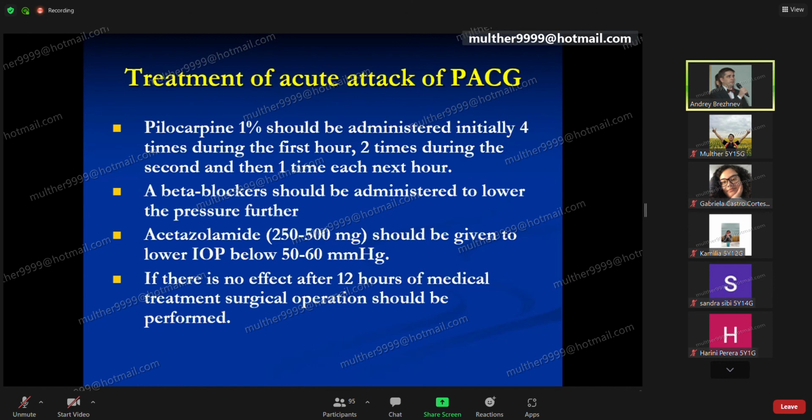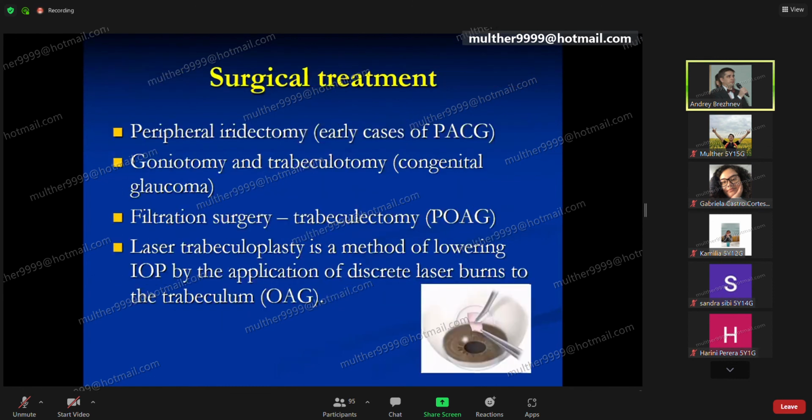Carbonic anhydrase inhibitors like acetazolamide we can use not only in the form of drops but in the form of tablets, and here 250-500 milligrams should be given to lower intraocular pressure below 50-60 millimeters of mercury. If there is no effect after 12 hours of medical treatment, surgical or laser operation should be performed, or the changes will become irreversible.